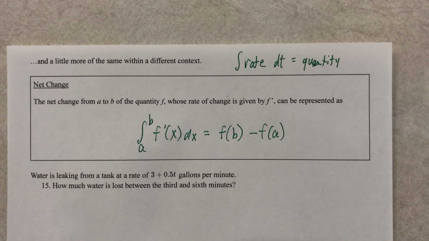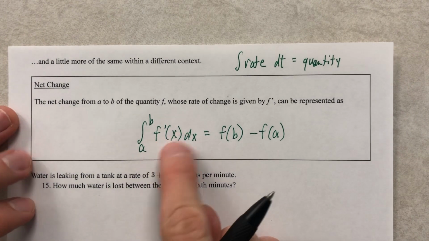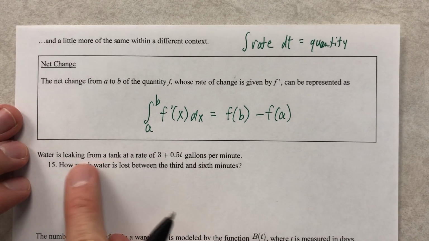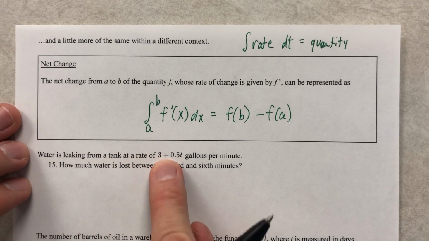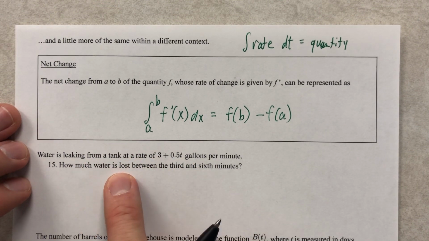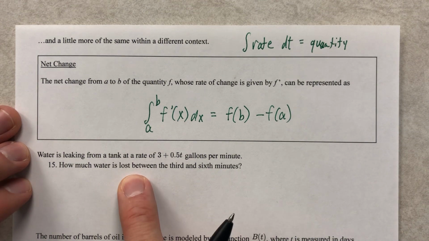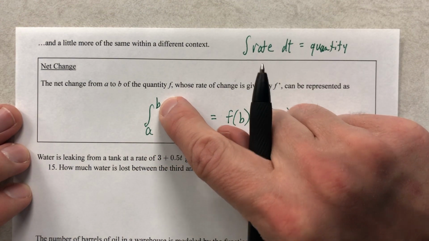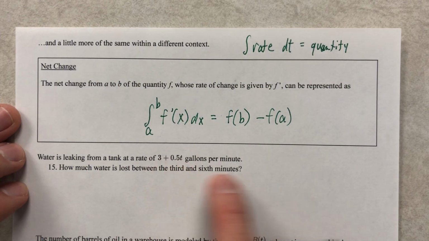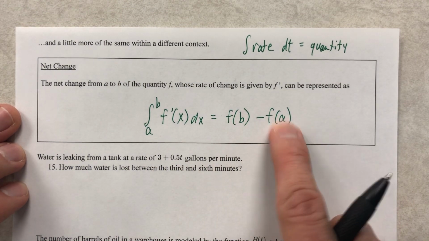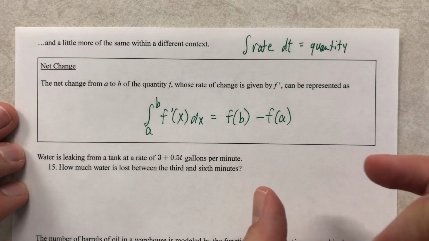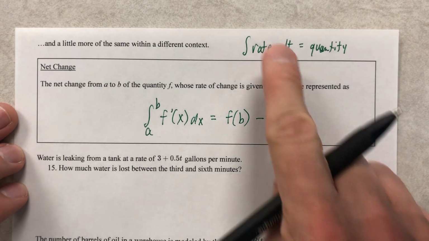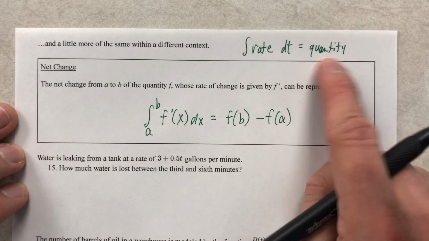But now we're putting it in a context where, with word problems, we have a rate. Next problem. Water is leaking from the tank at this rate. How much water is lost? What is the net change between the third minute and the sixth minute? Find the antiderivative, plug in a 6, plug in a 3, subtract them, and you know how much water was lost because the integral of a rate gives me a quantity.